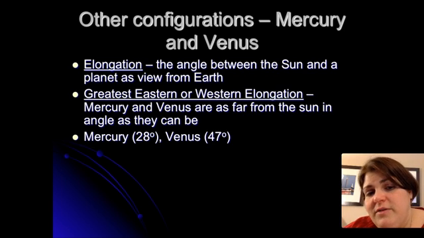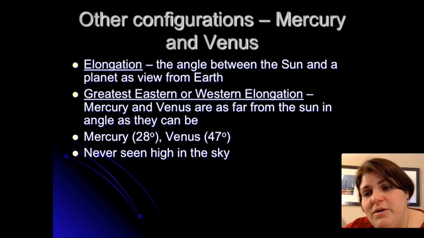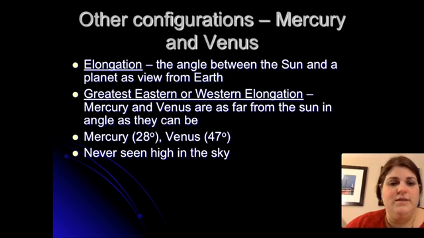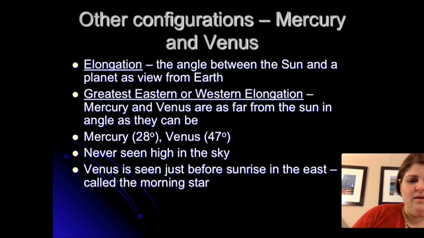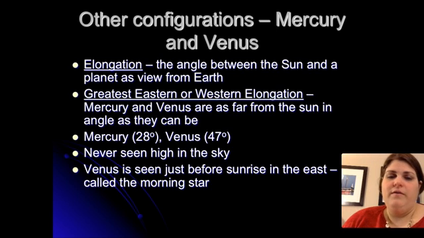So for Mercury, that angle is very small. It's only a 28-degree angle. Venus, because it's a wider orbit, can be 47 degrees. Mercury and Venus are never seen very high in the sky at night because they're always towards the Sun. Okay. They're so bright, however, when you do see them, that sometimes they're called the morning stars or the evening stars simply because they occur in the morning and evening, and they're very, very bright and noticeable.